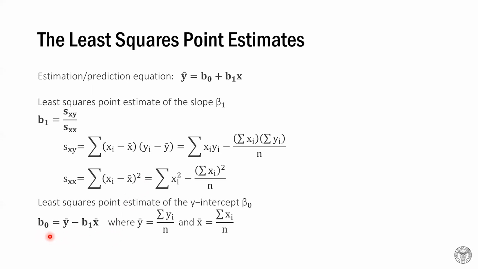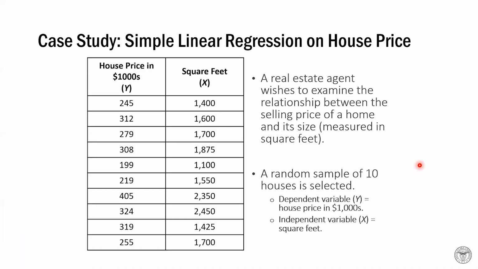The calculation of the coefficient b_1 might look scary. However, we may follow the computation steps one by one. It can be done relatively easily in an Excel file. To showcase how to obtain these parameter values, let us look at the following case study. In this case study, a real estate agent wishes to examine the relationship between the selling price of a home and its size, measured in square feet. We collected a random sample of 10 houses, and the data are shown in this table.